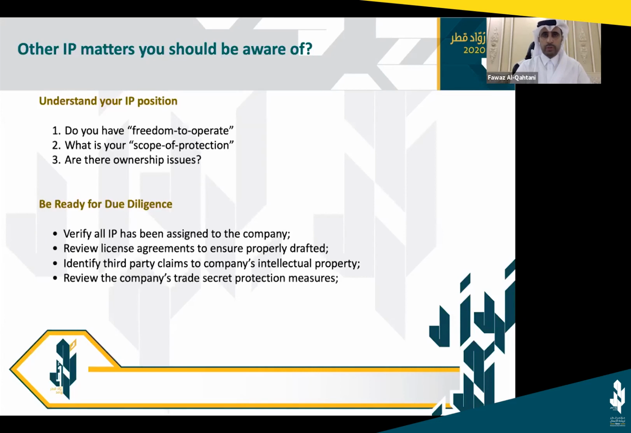Make sure you have your licenses for any technology that encompasses your product. For example, if your product encompasses four or five things, and two of them are yours, make sure you are licensing the other three, to avoid infringement later on. And then you have to know your scope of protection, and you have to resolve all the ownership issues.